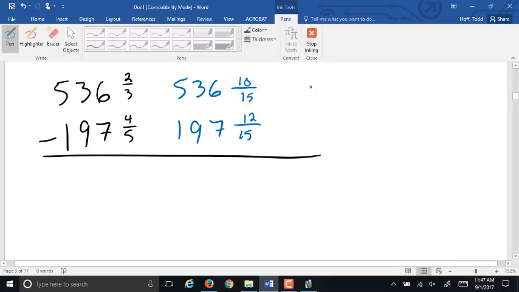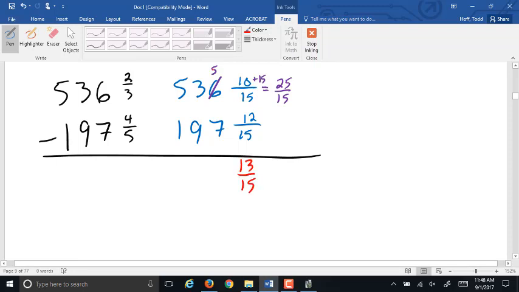We go to subtract. We can't do 10 minus 12 fifteenths. So we borrow from the 6. It's going to be 5. What's this going to become here? Perfect. The denominator tells us it's 15 pieces we had. 10 plus 15 is 25 fifteenths. Now we subtract. 25 minus 12, 13 fifteenths.